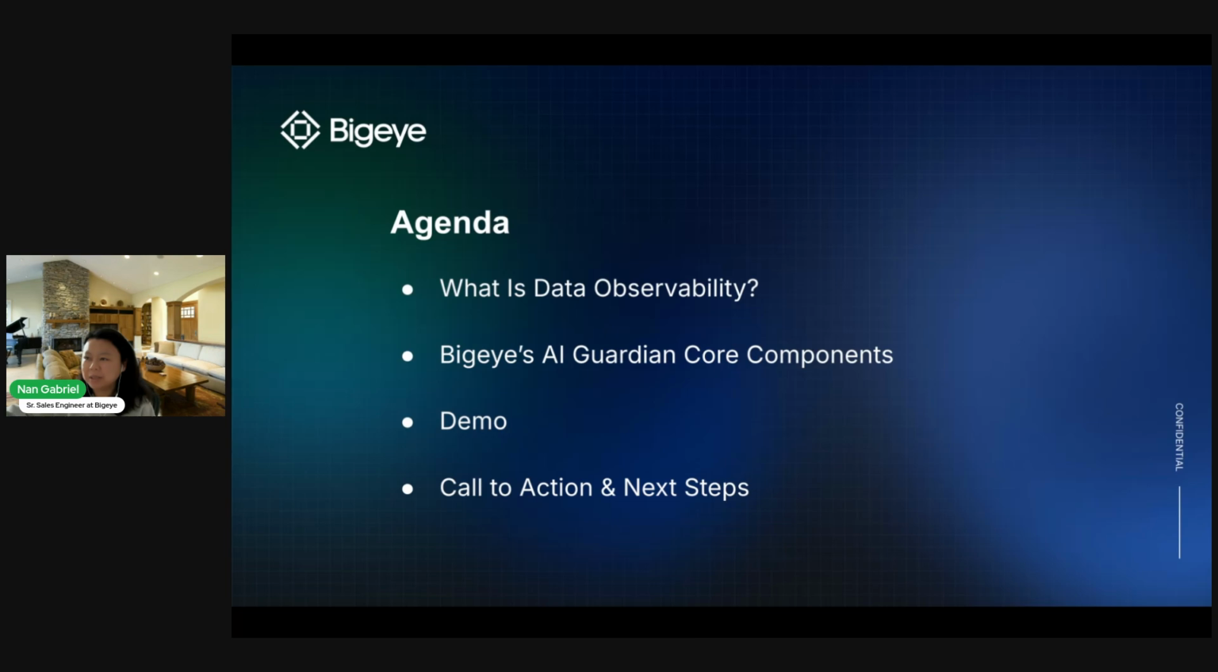Next, we'll walk through Bigeye's AI Guardian core components, focusing on how AI helps teams understand issues faster, reduce noise, and move from alerting to actionable insights. Then we will jump into a live demo to show how this looks in practice, from detecting an issue to understanding impact and root cause analysis. Finally, we'll wrap up with a call to action and next steps, including how we can get started. Throughout the session, feel free to jump in with questions or type in the chat. So let's get started.